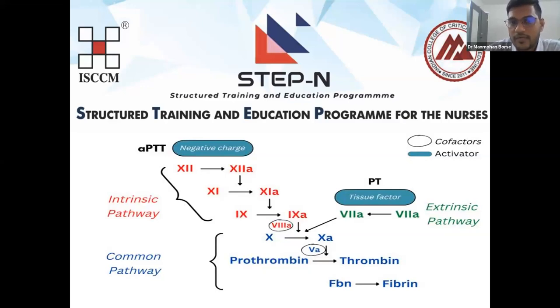So activated factor 10A will convert the prothrombin into thrombin. Okay. So from activated factor 10A, it's a common pathway. Factor 10A will convert the prothrombin into thrombin, and thrombin will convert the fibrinogen into fibrin. And fibrin will form the cross linkage with the primary hemostasis product, which was the platelet, and it will form a clot and it will stop the bleeding from the blood vessel.